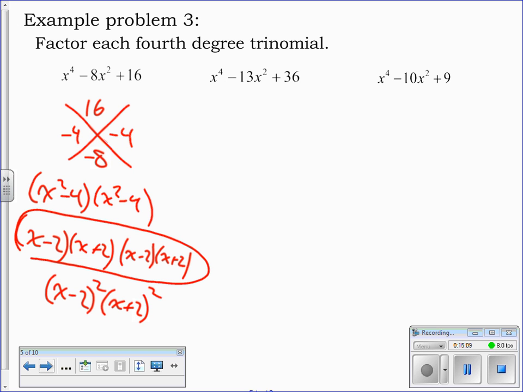Yes? No, because this is x plus 2. Okay. So let's take a stab at the next one.